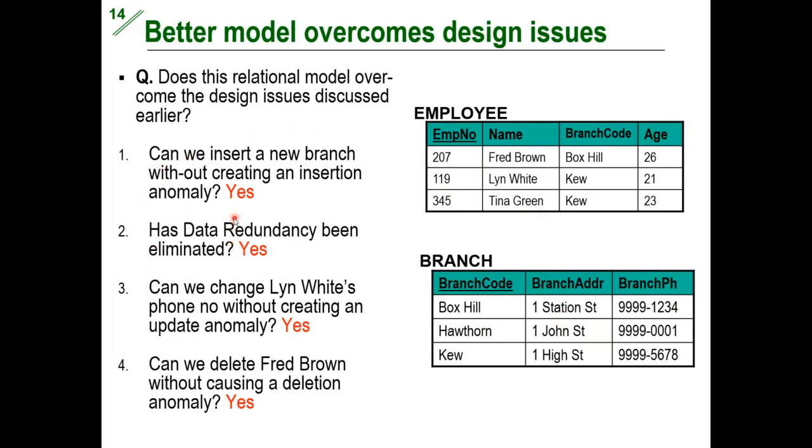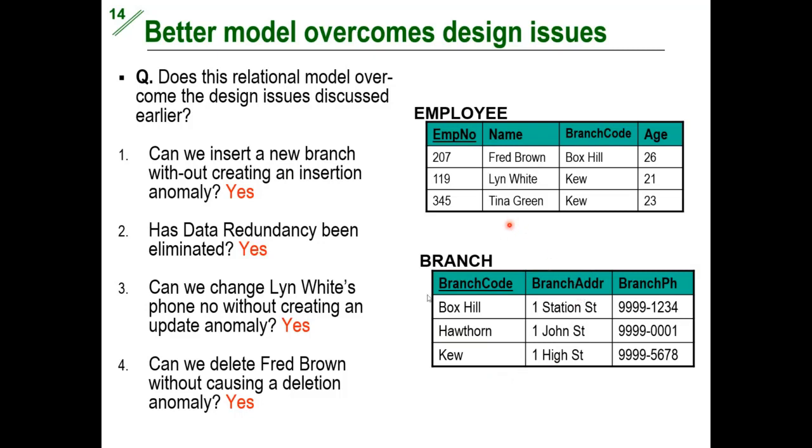If I go through these tables and the earlier issues, can I insert a new branch? Remember, I have bought a new branch, Hawthorne branch. Can I insert the new branch without having any issues, because in the Hawthorne branch there are no new employees? In this case, yes, because what I need to do is insert a row into the branch table. It will not impact my employee table. So there are no insert anomalies because the information has been separated. Data redundancy is eliminated.